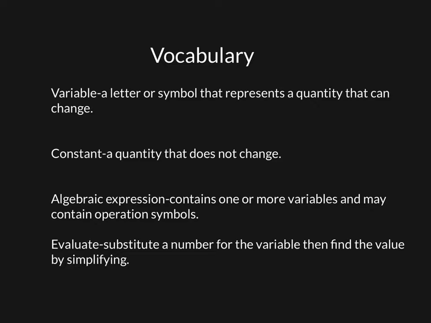So, let's start out. Here we have the word variable. Now, a variable is a letter or a symbol that represents a quantity. Another word for quantity is a number. And it's something that can change. So like I said with the last example on the first page, I could put whatever number in for that variable, and it's always going to give me the answer.